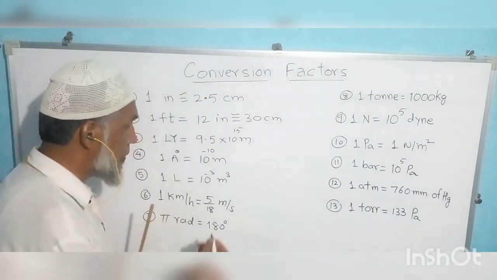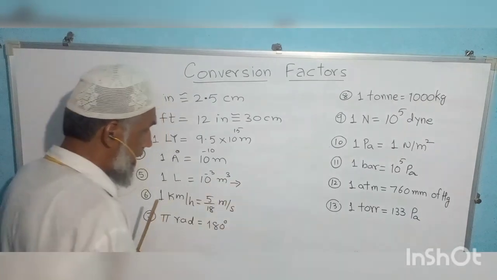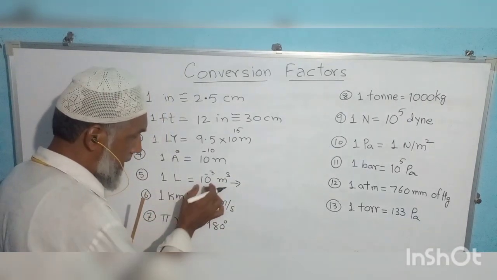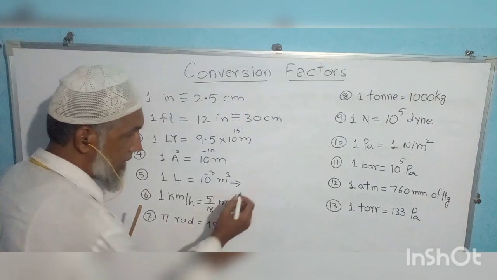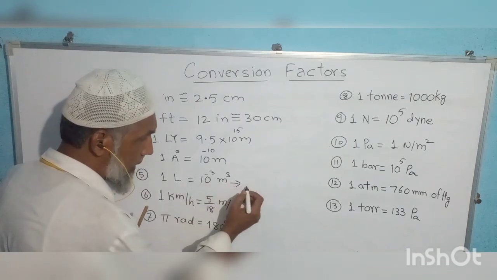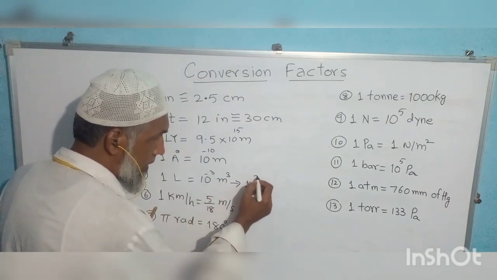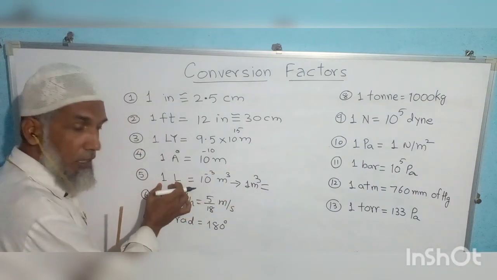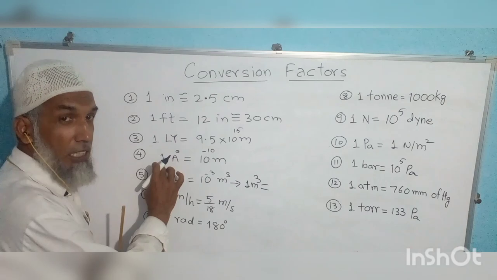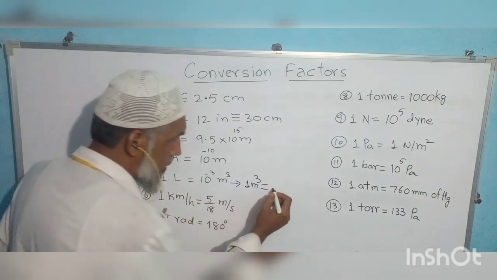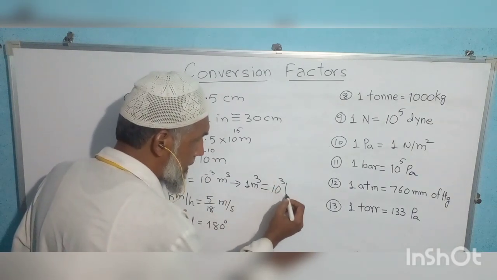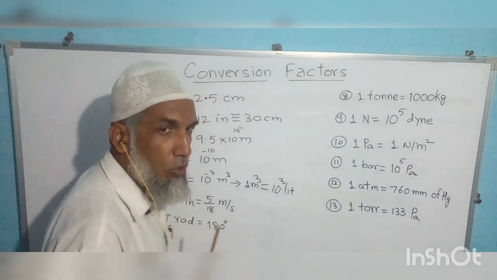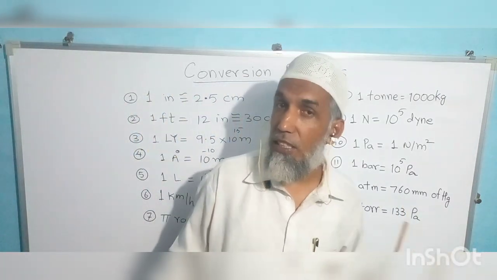Then what will you do? Just take 10 to the power of minus 3 to this side. So here it will be only 1 meter cube. 10 to the power of minus 3 will go down, and then coming in the numerator it will become plus. So this will be 1000 liter. So 1 meter cube is equal to 1000 liter.